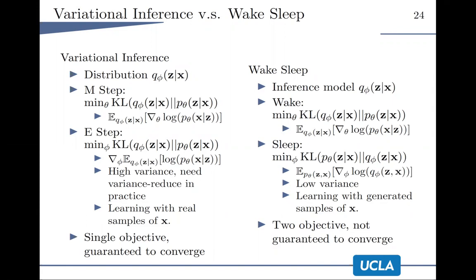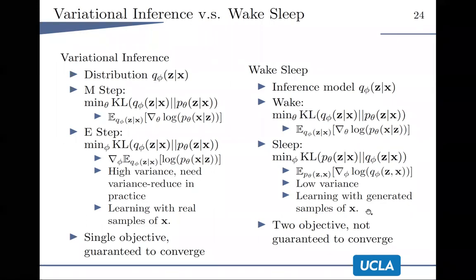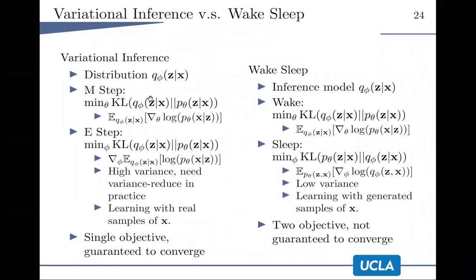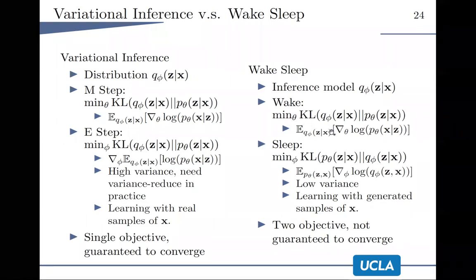Okay, so basically this intuition is very similar to the variational inference, as I put here. Like we've been talking about, the M step corresponds to the wake step, and the E step corresponds to the sleep phase. Mostly the wake phase and the M step are identical to each other. They are optimizing exactly the same thing.